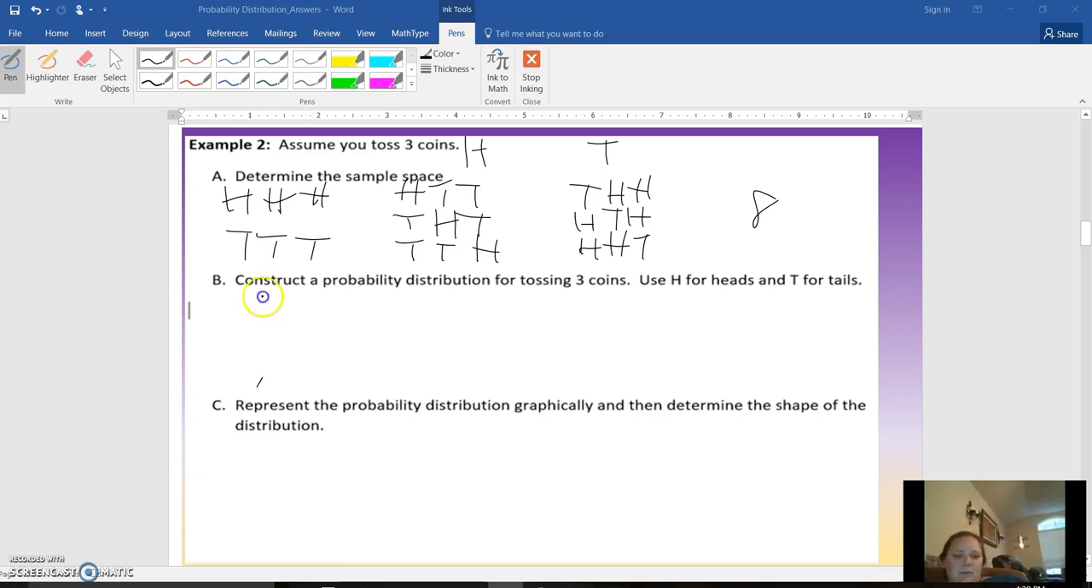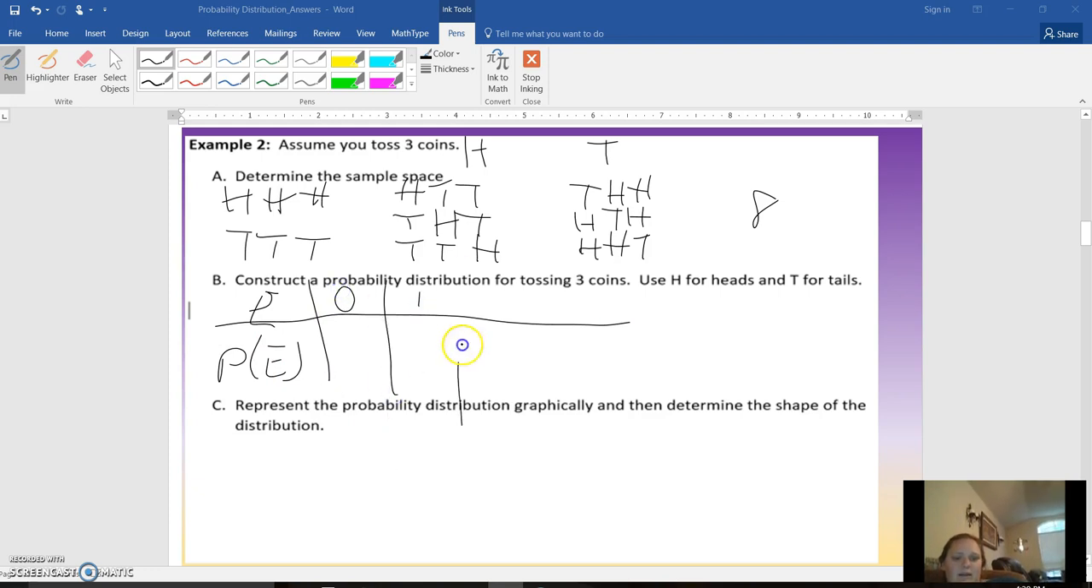And so now let's do our probability distribution. The event and then the probability of the event. So the event would be having 0 heads, having 1 head, having 2 heads, having 3 heads. So it's out of 8. 0 heads would be all tails, and that happened once. Having 1 head, that's here, that happened 3 times. Having 2 heads, that's here, that happened 3 times. Having 3 heads, that's all heads, happened 1 time. So that would be that probability distribution.